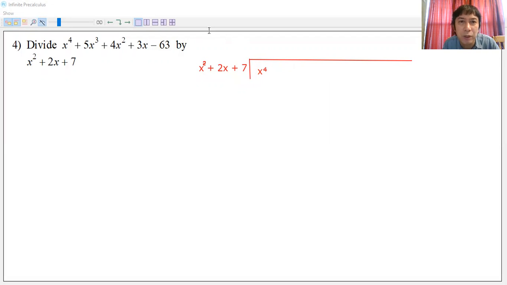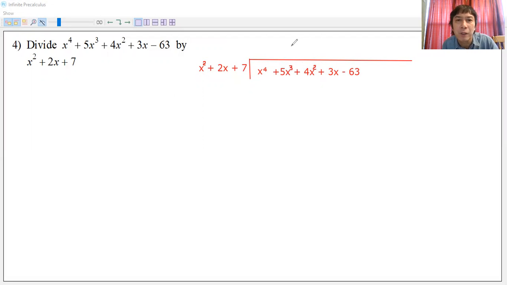Next we can make use of 5x cubed. We cannot use the Unicode for degree 3, degree 2 and degree 1. Higher than 3, it is possible to do that. So x to the fourth, and that will be plus 5x to the 3. Let me just write all of them, and we'll write the exponents later: plus 4x squared plus 3x minus 63. This is supposed to be cube, and this is squared. First degree for the 3x.